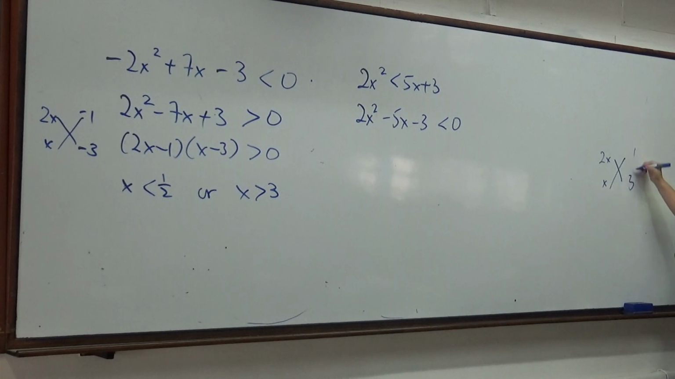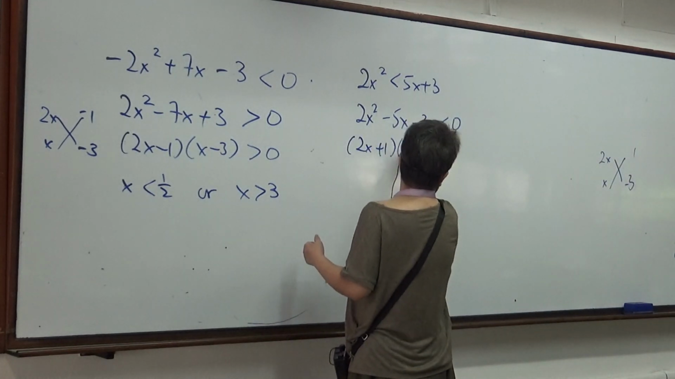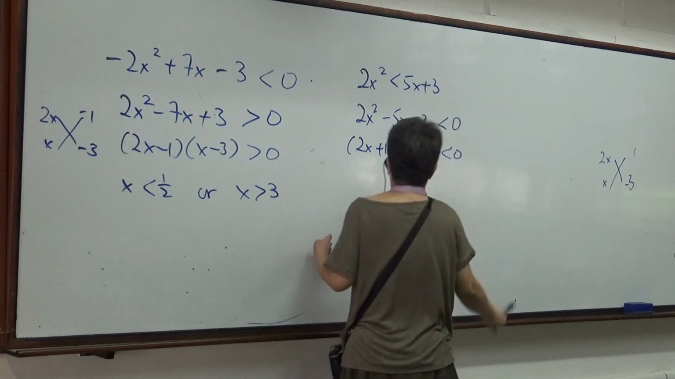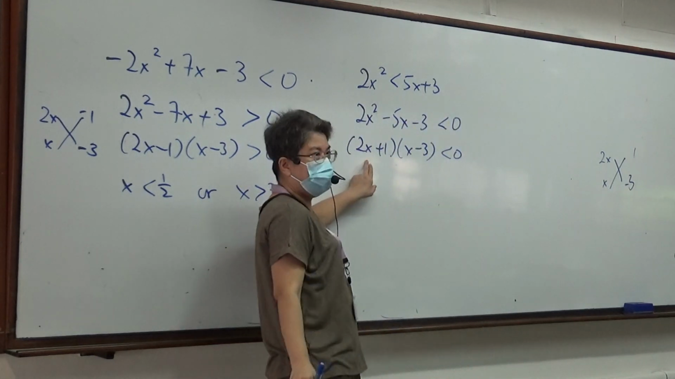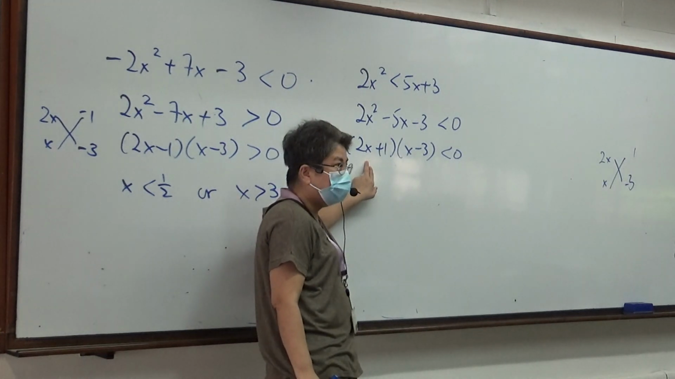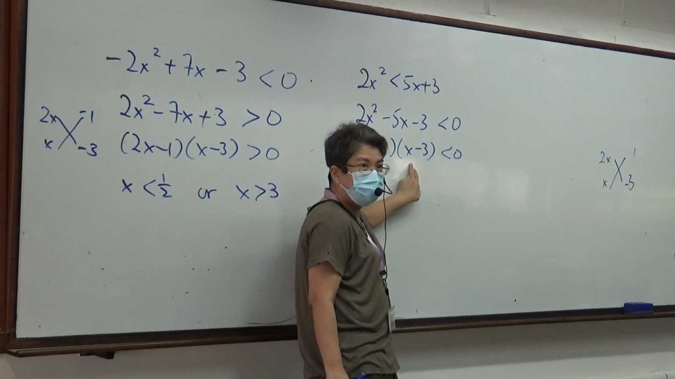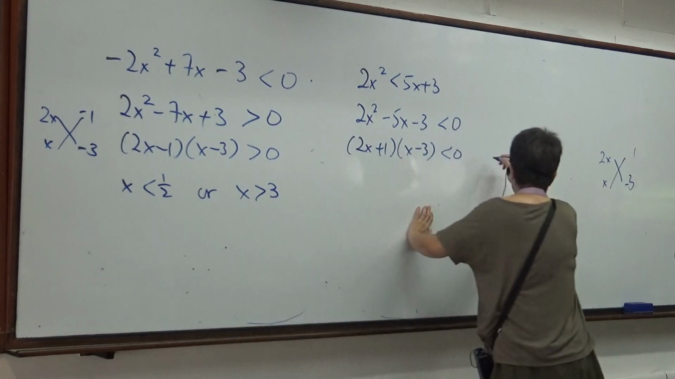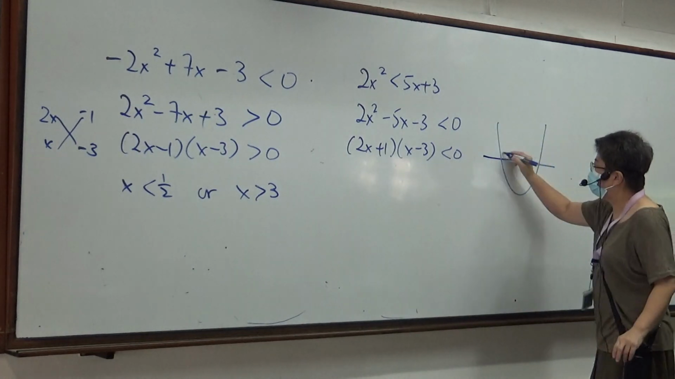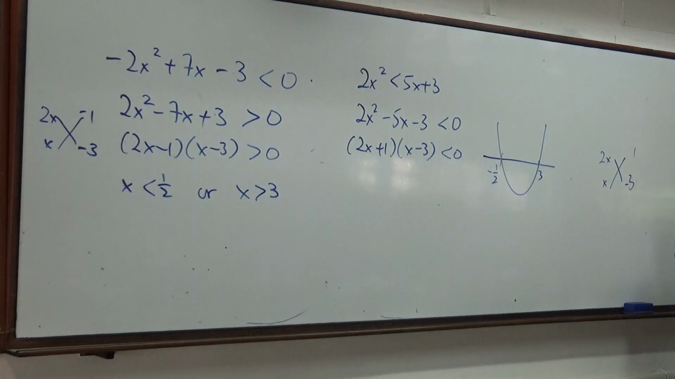2x, I will have a 3 once with a negative 3x. Negative 6 plus 1 is negative 5, correct? So I will have 2x plus 1, x minus 3 less than 0. What's the solution here? Negative half, correct? The solution here is negative half. What's here? 3. Alright? So I will have a curve like that, with negative half and 3.